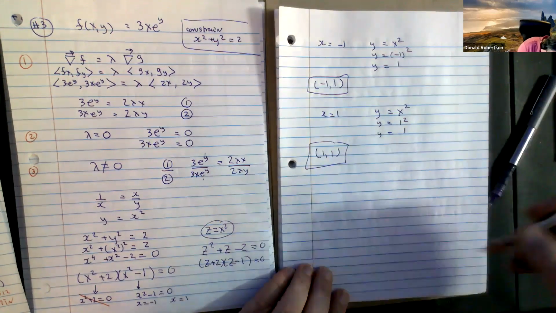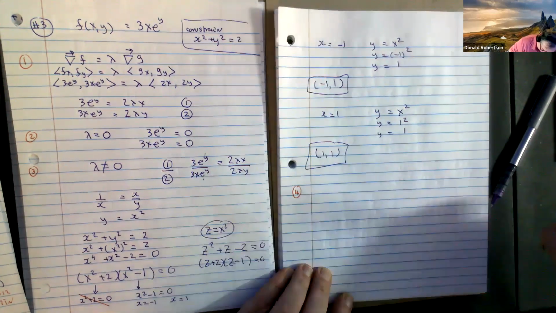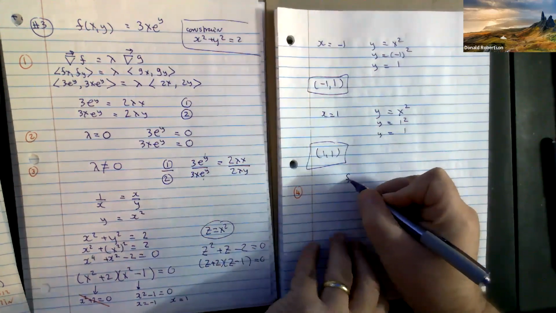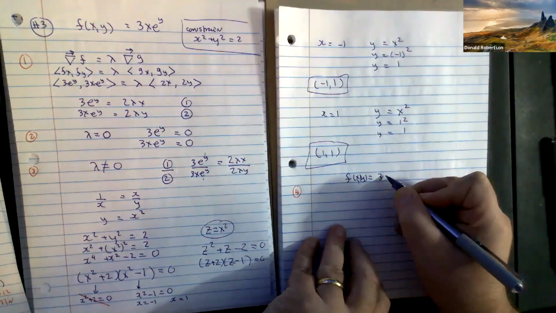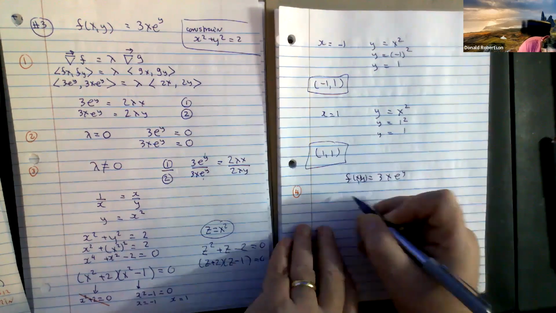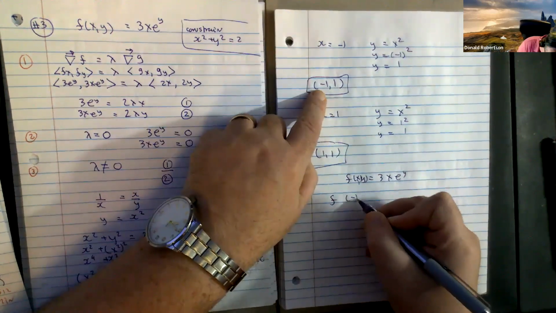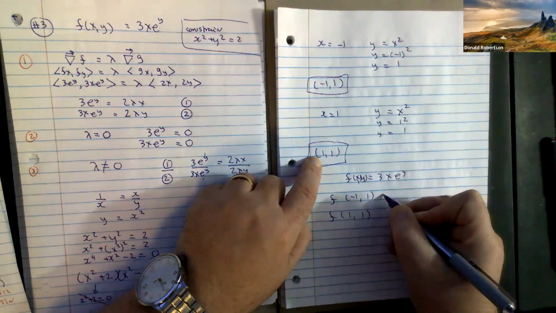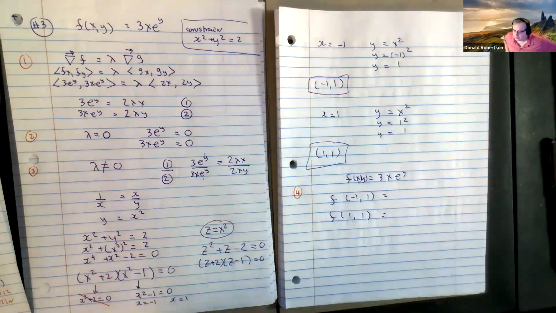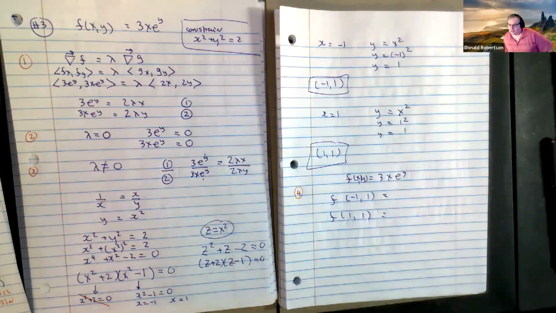So for our final stage, we'll take the original function, xy, and evaluate it at -1, 1, and evaluate it at 1, 1. Whichever of these two is the biggest is the absolute max, and whichever is the smallest is the absolute min.